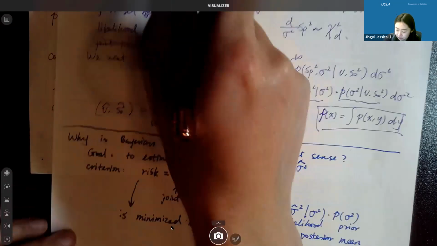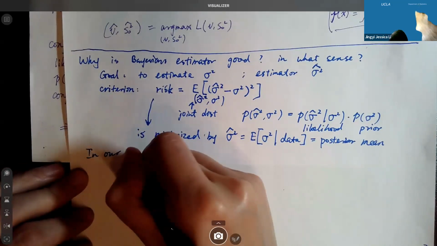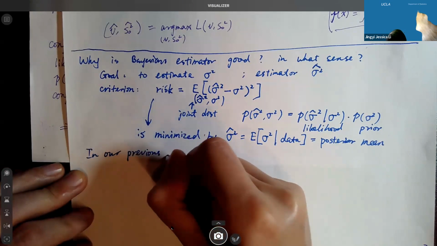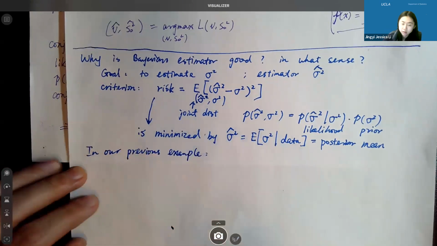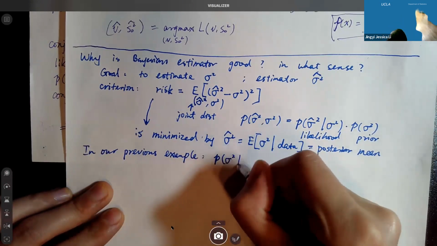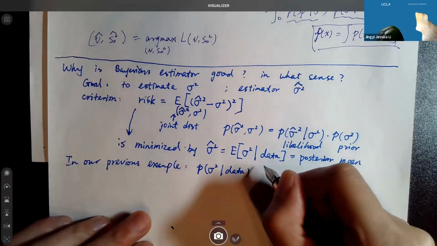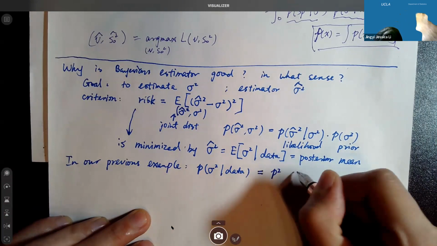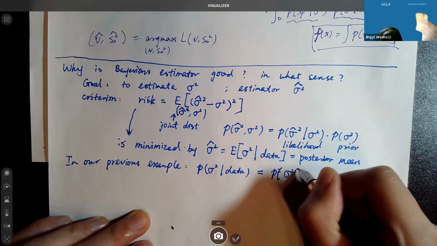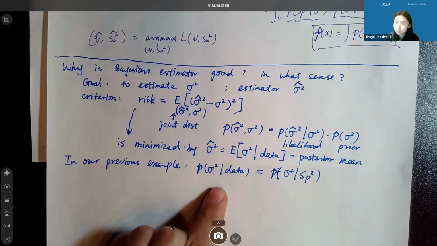Speaking of this, in our previous example, for the distribution of sigma square given data, this is the exact definition of the posterior. But in that case, we can actually say that this is equal to the distribution of sigma square given SP square. So in other words, here the SP square fully represents our data for describing this posterior.